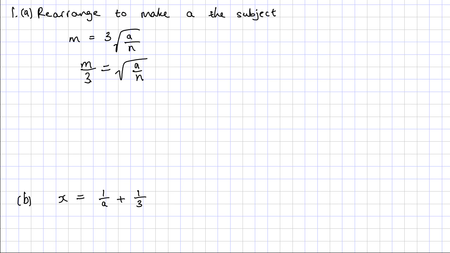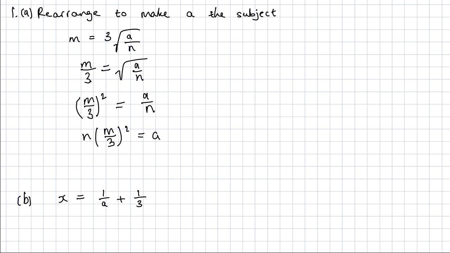Now I have square root of A over n. If I square this side and square all of this, then that will lose the square root here. So I'll square both sides. I'm going to have m over 3 squared is equal to A over n. And finally, I need to multiply both sides by n. So that's going to leave me with n and then m over 3 squared is equal to A.